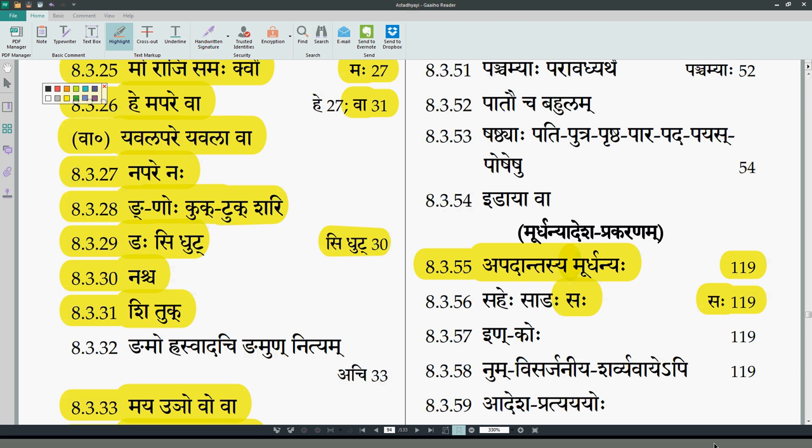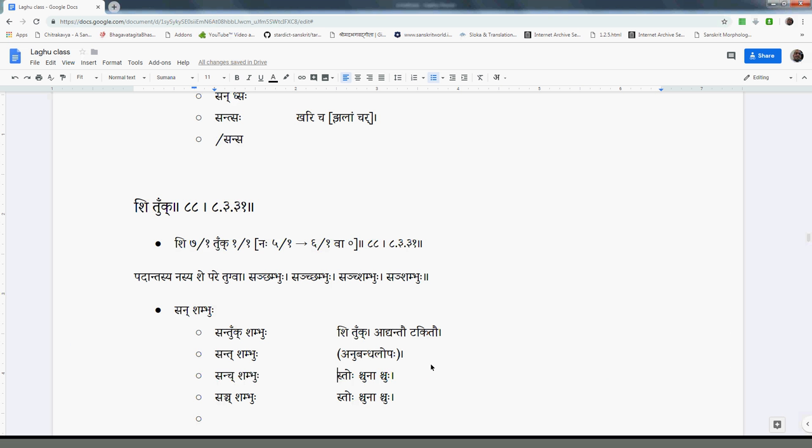So that in sequence we'll know what is happening. Stosh chunashchu, 8439. In my book it is 40, so I'll take it as 40, so that we know the sutra which is applying here in sequence. 8440, which has applied twice now. Then go further.